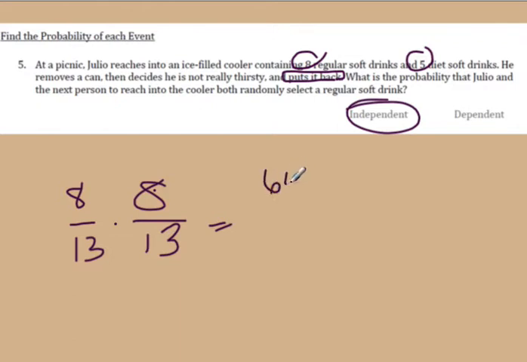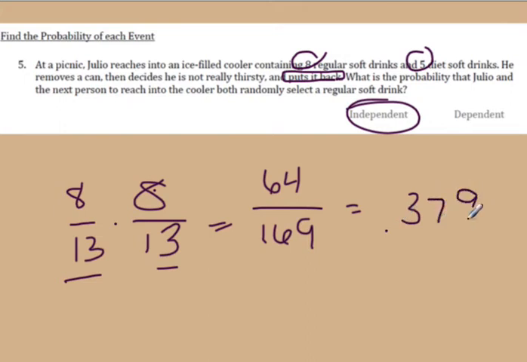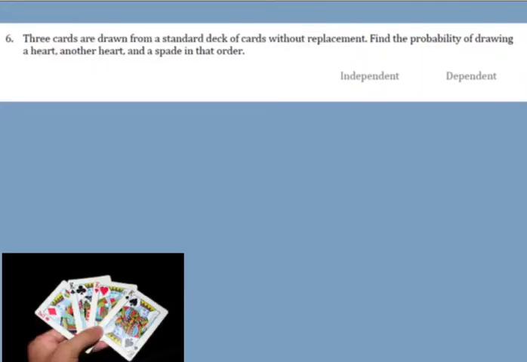So now we're going to multiply straight across. So we're going to do 8 times 8, which is 64, 13 times 13, which is 169. Then you can go ahead and divide those two out. 64 divided by 169 is going to be 0.379. So that's your final answer for number 5. So let's take a look at number 6.